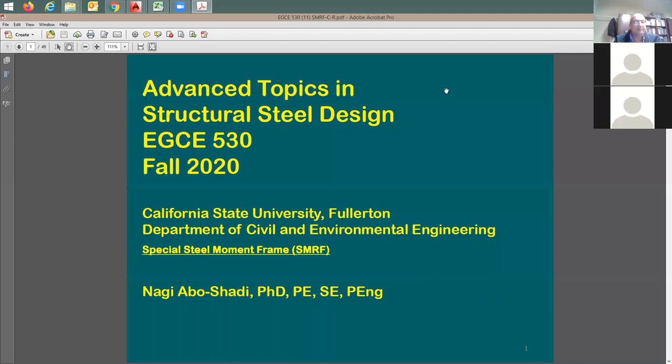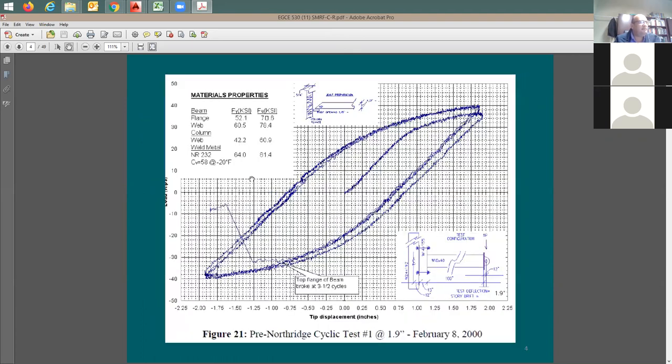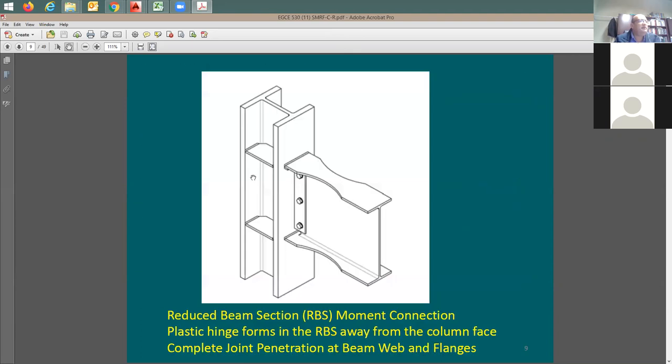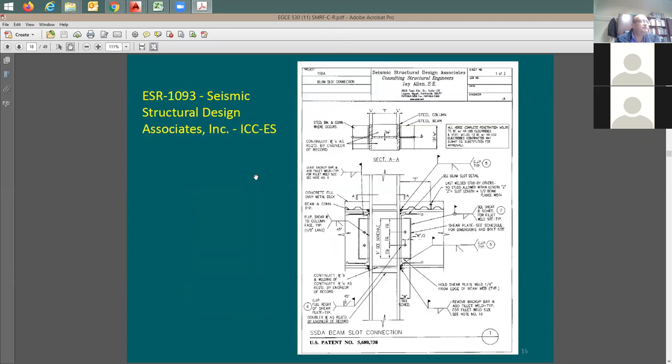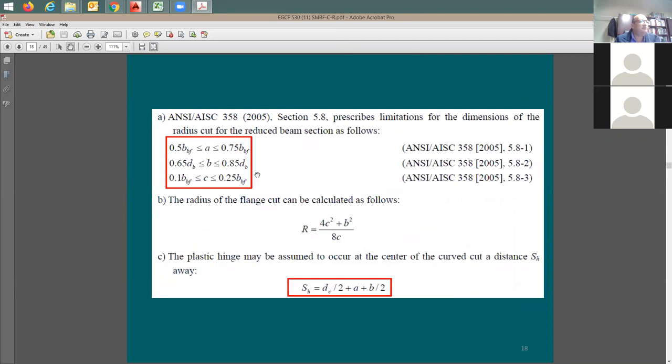Yes, professor. Okay, so I uploaded the files again that end with dash R. R stands for revised, so it's going to be the revised version. You can see your slide set. We went through this already, maybe a couple of times, and we went through the RBS design, and this is exactly what we were working on. So I'm going to jump to it.